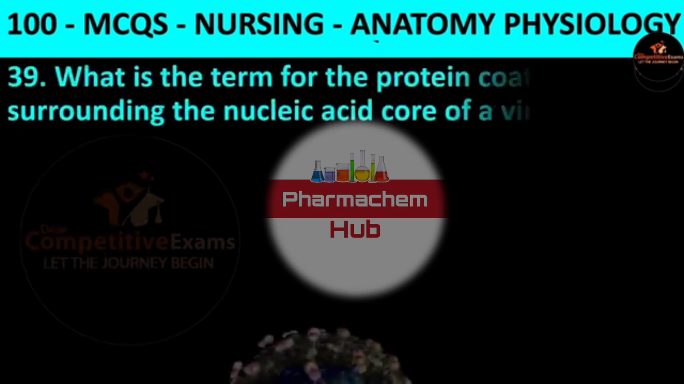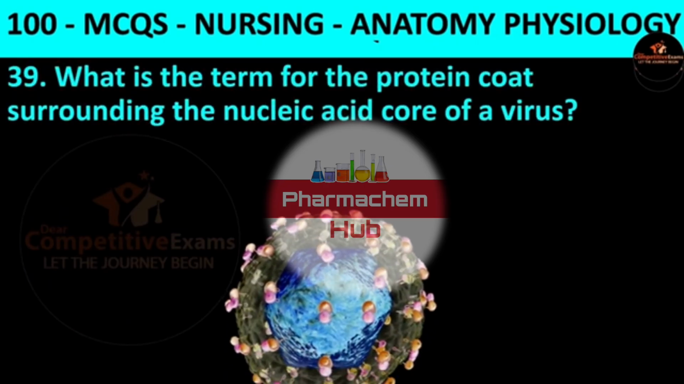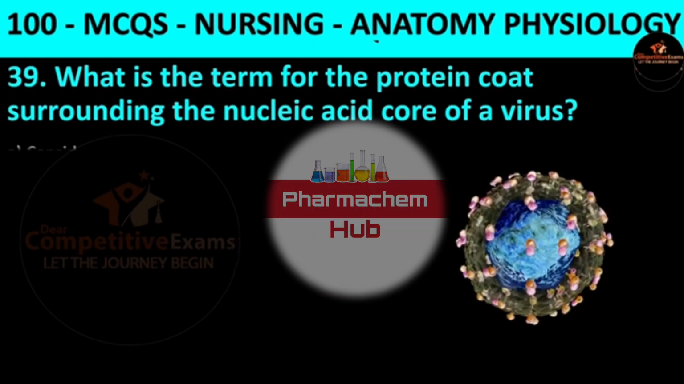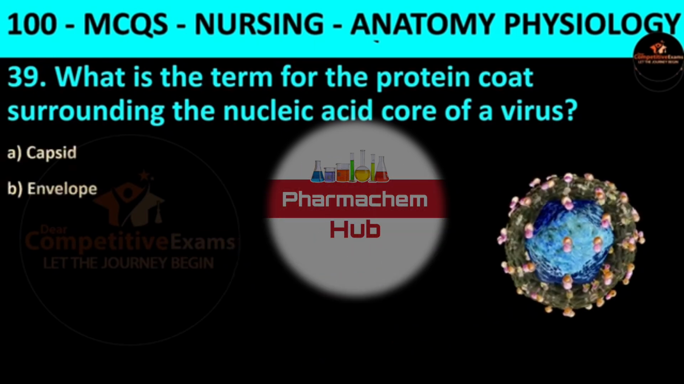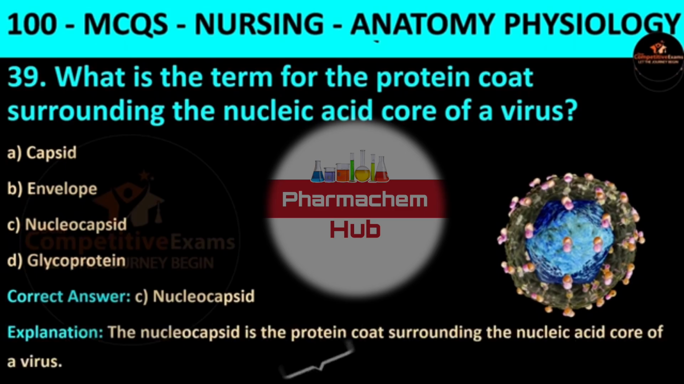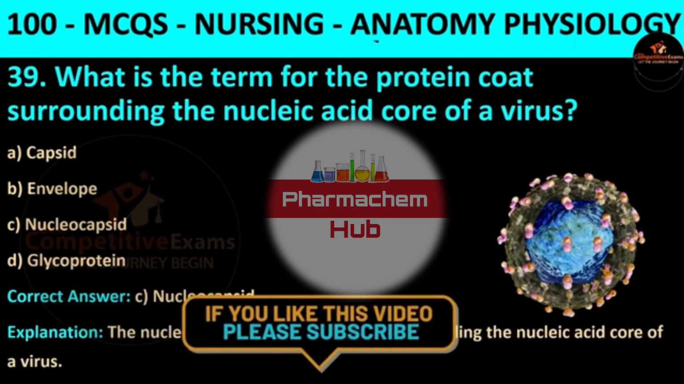Question number 39. What is the term for the protein coat surrounding the nucleic acid core of a virus? Your options are capsid, envelope, nucleocapsid, or glycoprotein. The correct answer is C, that is nucleocapsid. The nucleocapsid is the protein coat surrounding the nucleic acid core of a virus.